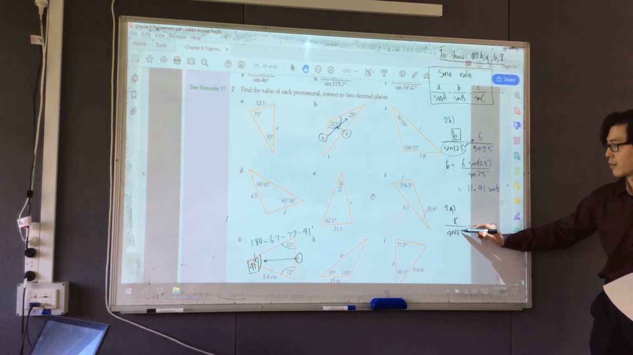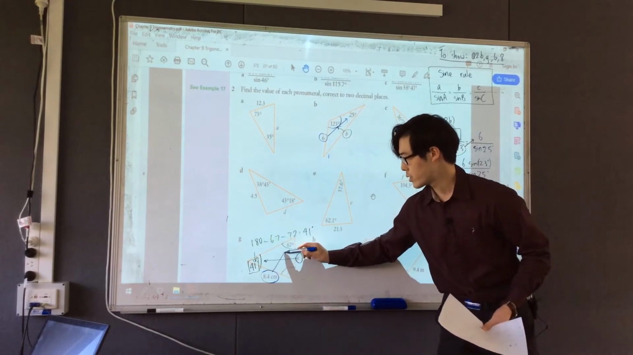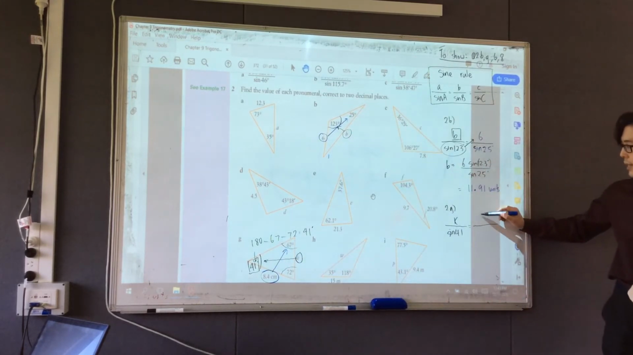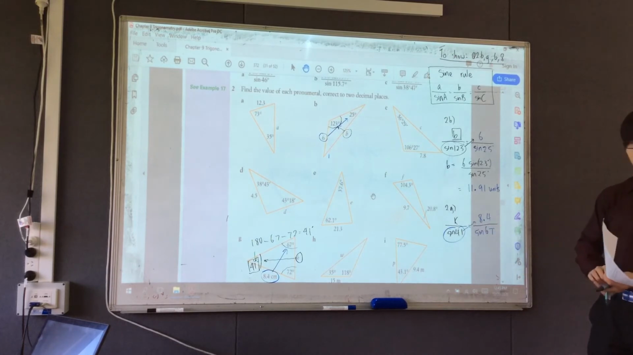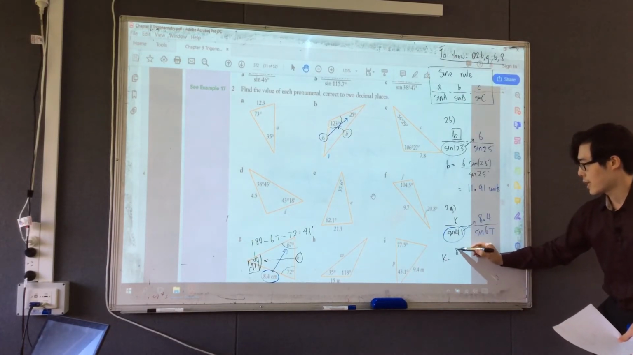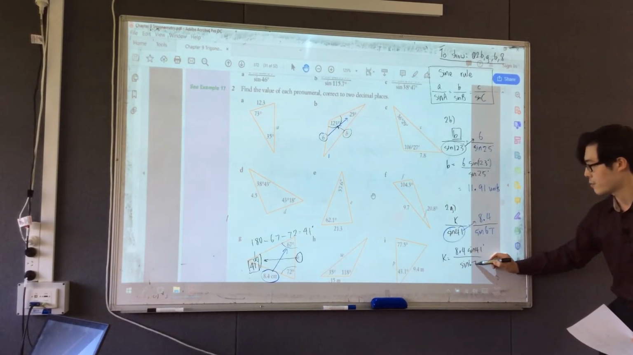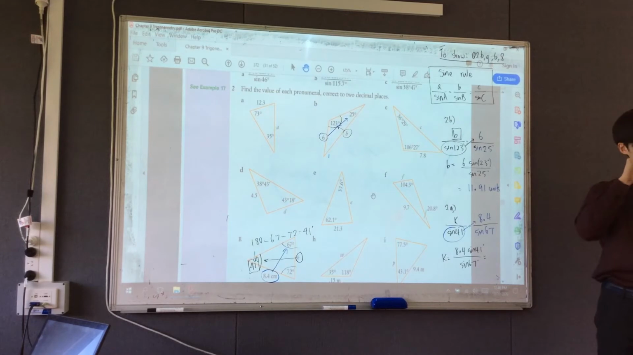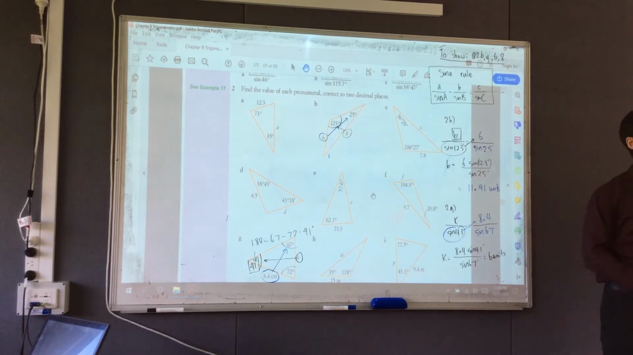So sine 41. Now we've got this length, 8.4, which is linked to 67. So write 8.4 on top, sine 67. It's the same thing, multiply that across to the other side. So k is equal to 8.4 times sine 41 over sine 67. If you put that in the calculator, someone give me the answer, please. 5.99, so I'll just write 6. 6 units, 6 meters, 6 kilometers, whatever it may be. So that's how you use the sine rule.